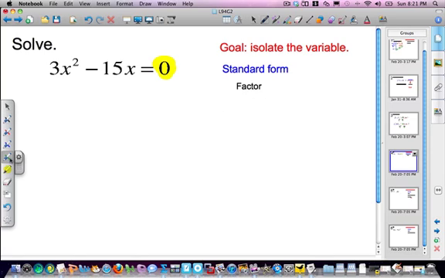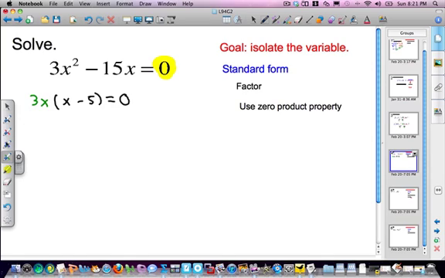We do this by factoring. So we take a look at the two terms, and we recall from our previous example that the GCF of those two terms was 3x. And when we divide each of the terms by our GCF, we get x minus 5. And the product of those three factors is 0. And because the product of those three factors is 0, we can use the zero product property to solve the equation. So let's take a look.